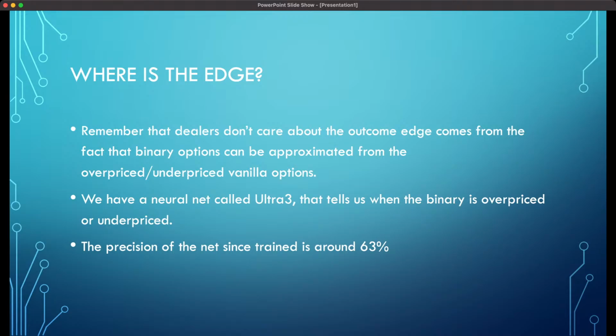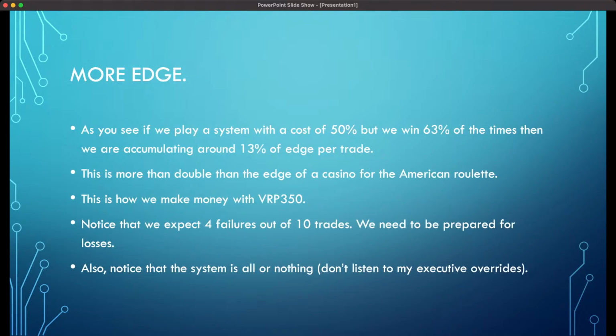But the interesting thing is, since this net was trained in 2021, the precision is around 63%. And you think, oh, but 63% is nothing. I mean, this thing loses pretty much 4 trades out of 10. Yes, it loses a lot, but if you see, you have a system that if we play it, we are assuming a 50% cost, but we are winning 63% of the time. We are a casino right here.